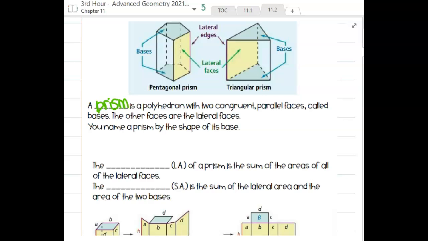So if you identify the bases, for example, these bases here are pentagons, so this is a pentagonal prism. This one here, its bases are triangles, so it's a triangular prism. Now, the bases, like I said, are the parallel faces. The other ones, the ones kind of on the outside, are called the lateral faces. So the area around the outside, okay, that's the lateral faces.